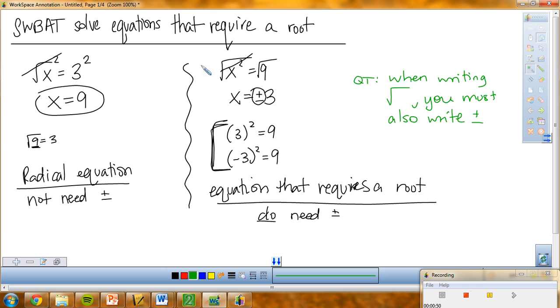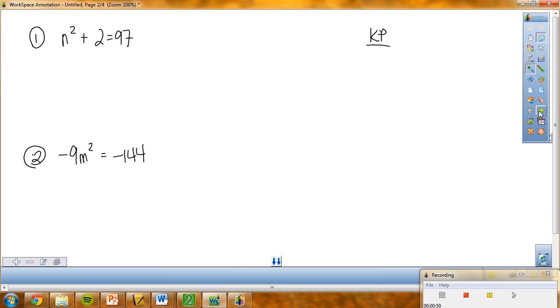Alright, so this second example is what this objective is focusing on. We've already talked about getting rid of the square root. Now we need to use the square root. And so we're going to see a few examples of problems like that.